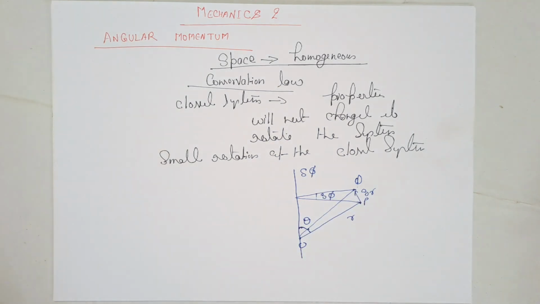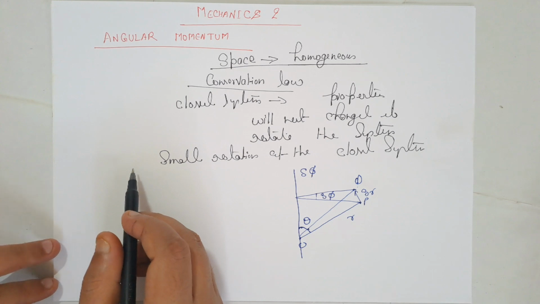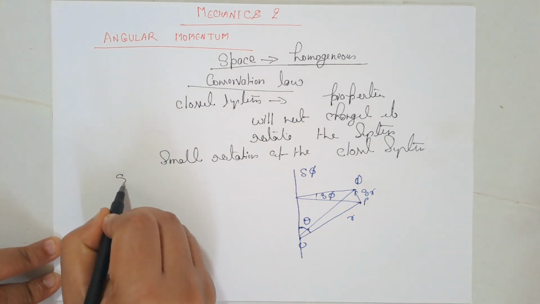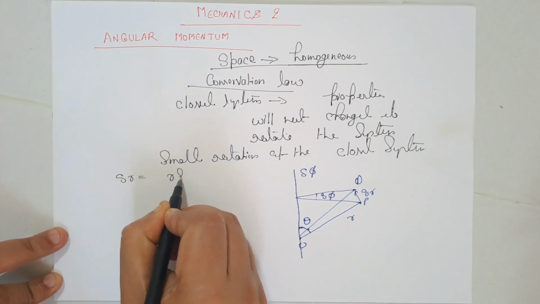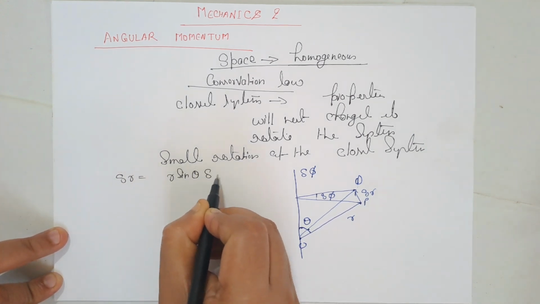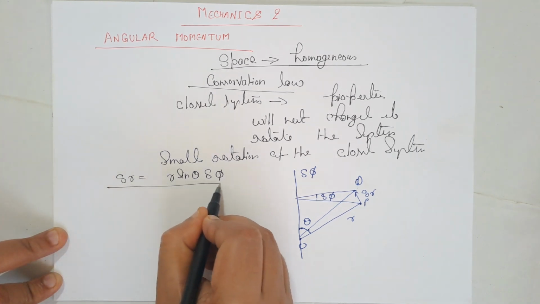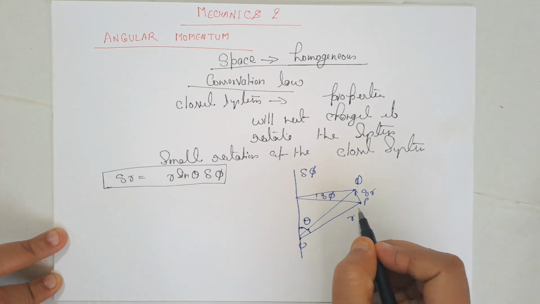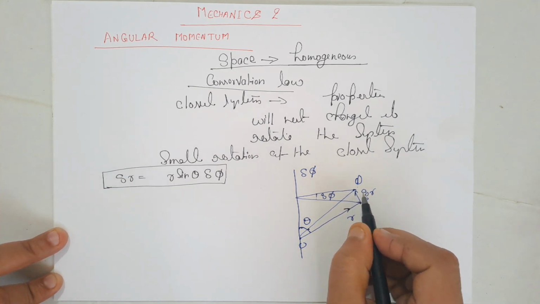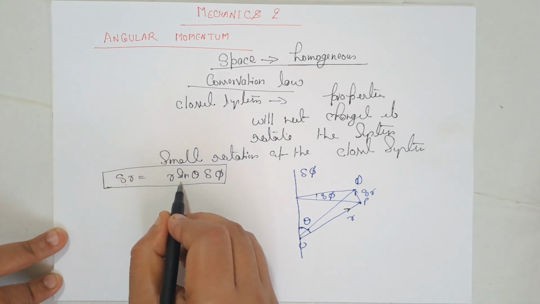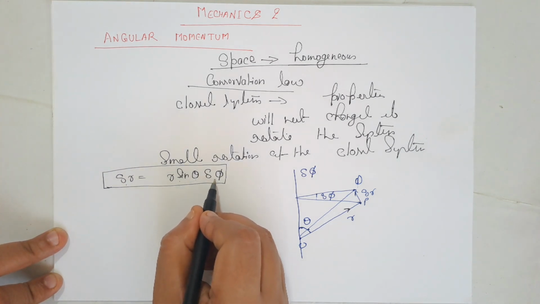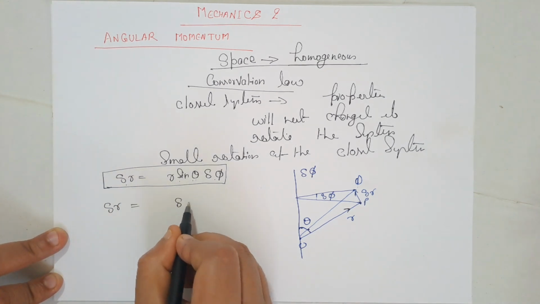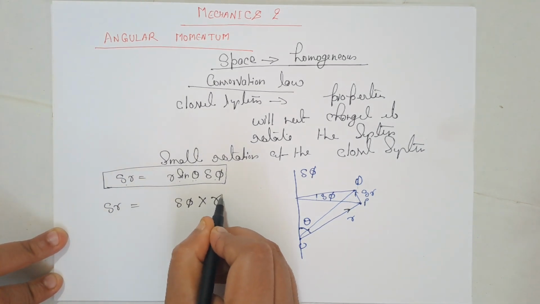Then the linear displacement, this delta r, will be r sin theta delta phi. The linear displacement of the radius vector delta r is equal to r sin theta delta phi. It means it is a vector product, or we can write delta r is equal to delta phi cross r.